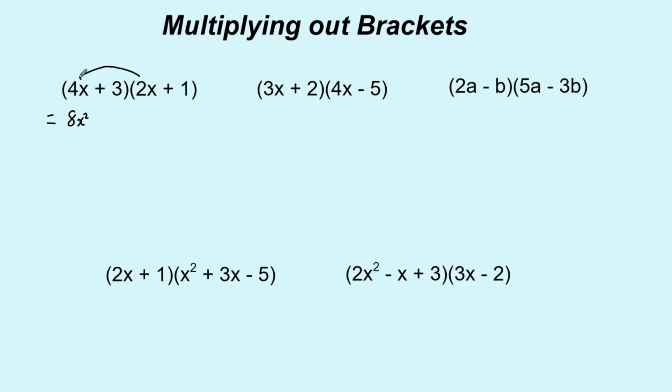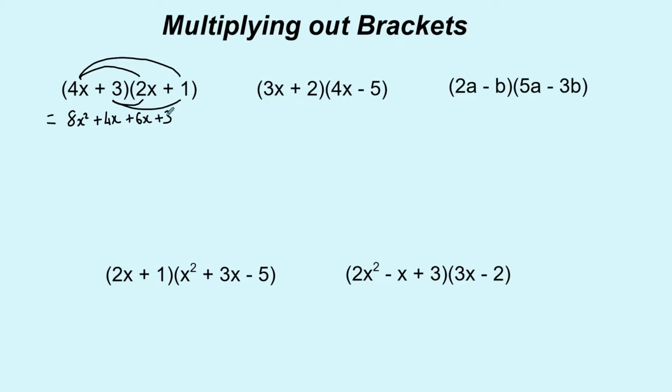Then we move on to 4x times the next thing. So it's 4x times a positive 1. Remember, look at the sign. So 4x times 1 is 4x, so plus 4x. Underneath, we're then moving on to multiply the plus 3. So plus 3 times 2x, so it's a positive 3 times 2x. 3 times 2x is 6x, so plus 6x. And then 3 times 1, which would be a positive 3.